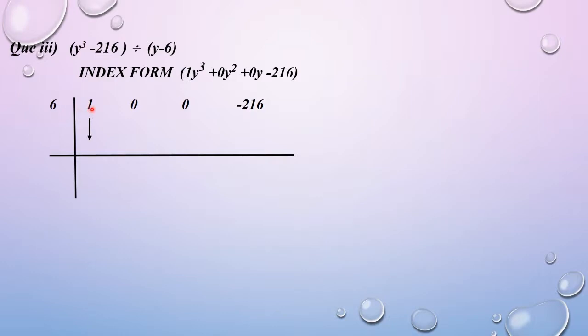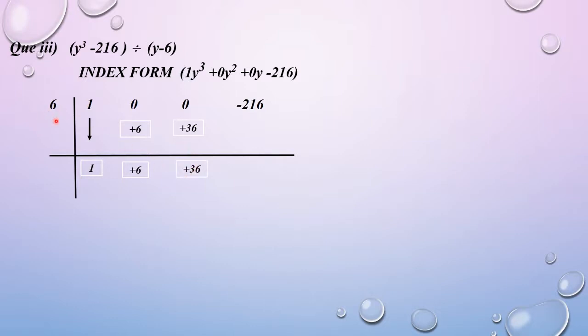Now, we have to write the first coefficient as it is in the third row. Multiply 6 and 1 and write in the second row beneath the next term, that is plus 6. Adding up 0 and plus 6, we are getting plus 6. Multiplying with the divisor, that is 6 into 6, we get plus 36. Adding 0 with plus 36, we get plus 36.